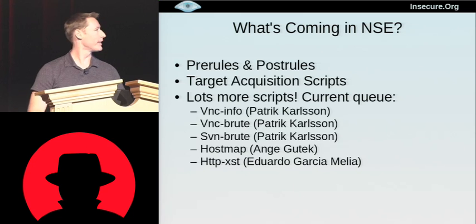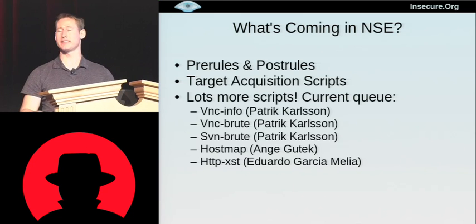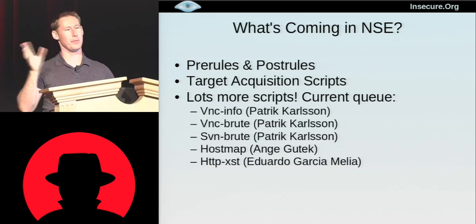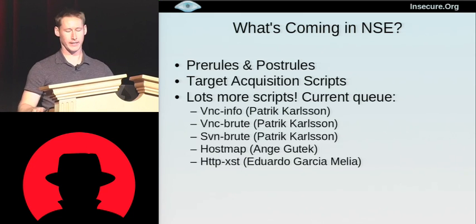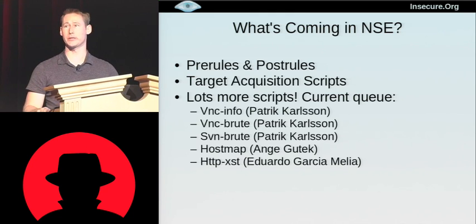So here are some new things that we have in mind for NSE. And this isn't some pie in the sky, maybe we'll do these some year sort of thing. These are actually things we're working on now and hope to have within the next month or so. One of them is called pre-rules and post-rules. We've seen two types of NSE rules so far: the port rules that run against a particular port, and the host rules that run against a particular host. These new rules, the pre-rules, will run before the scan even starts, and the post-rules run after the scan is done.